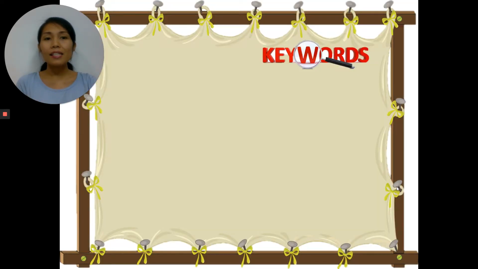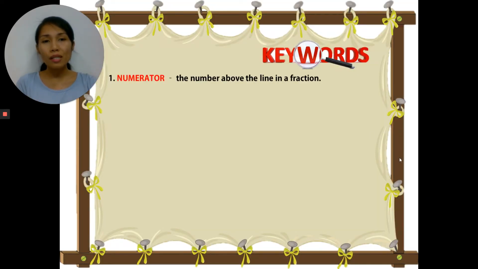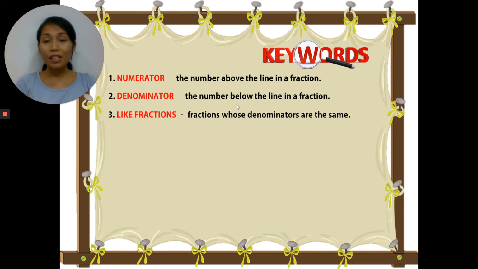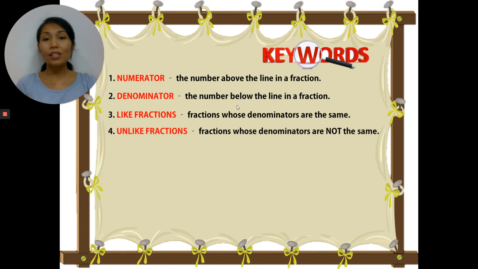So the keywords we're going to use in this lesson. First, numerator. We know that already. It is the number above the line in a fraction. Denominator is the number below. Like fractions are the fractions whose denominators are the same, and unlike fractions are the fractions whose denominators are not the same. This is what we've discussed a while ago.